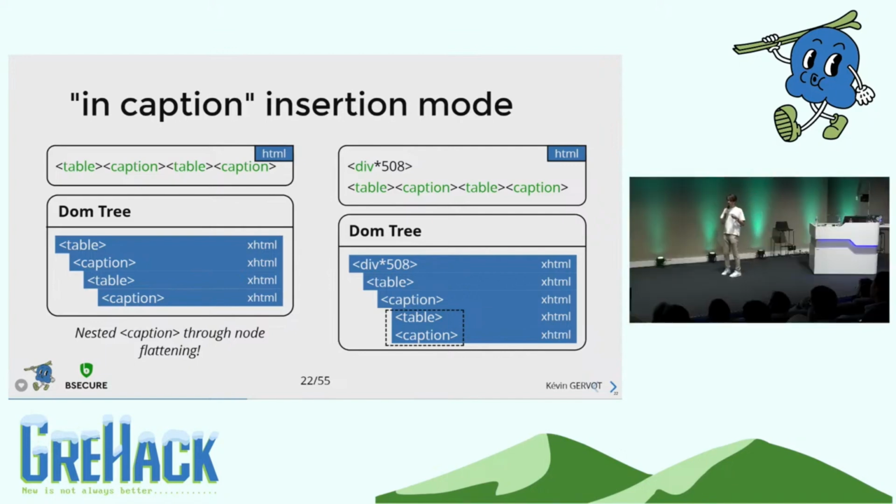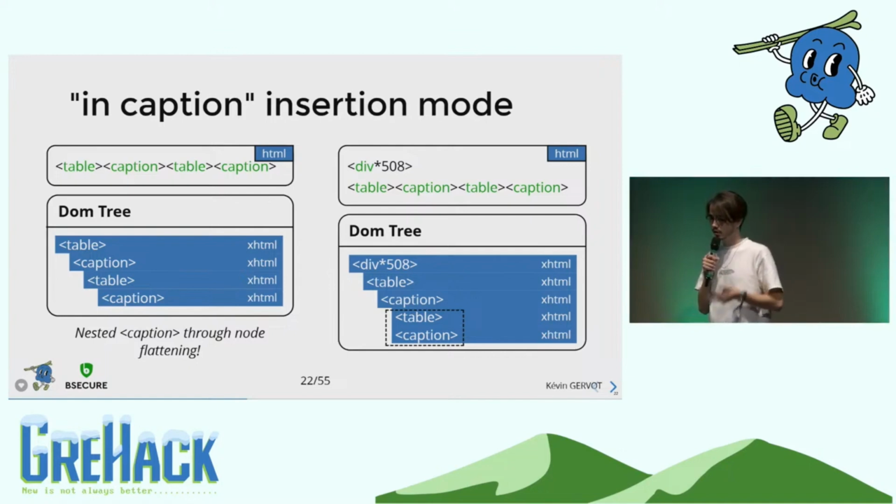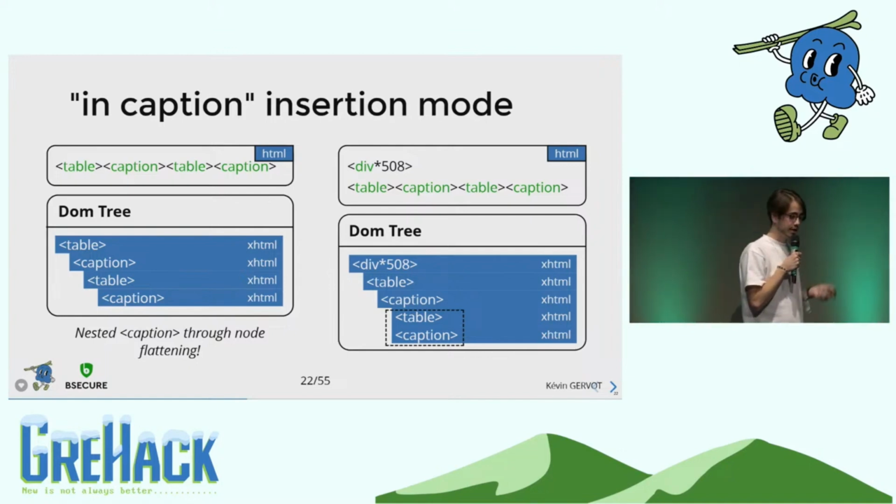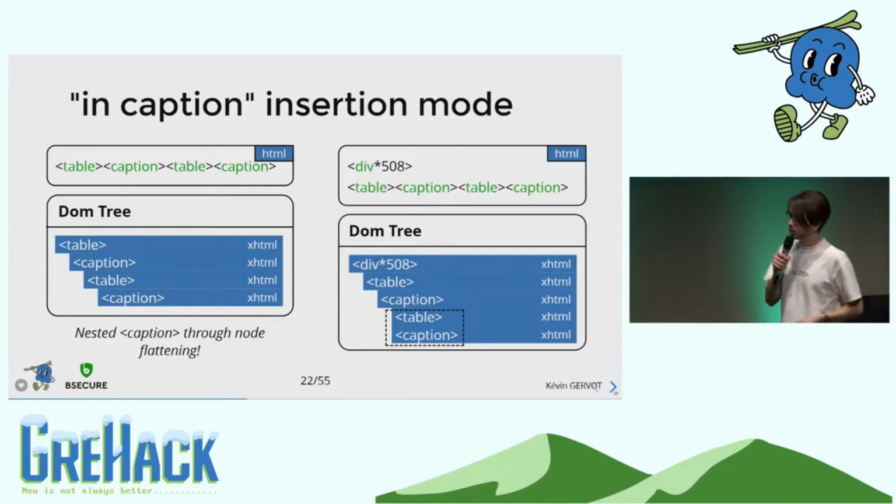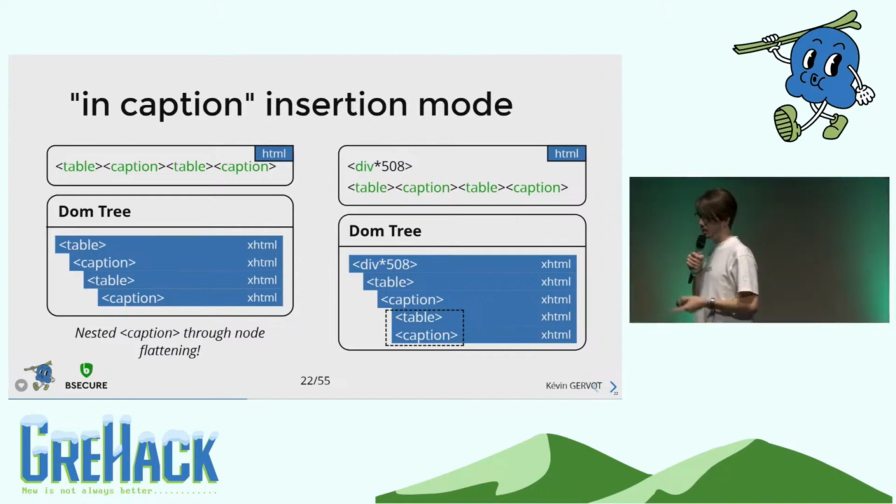So if we use that situation to force the last caption tag to get flattened out of the last table tag using the node flattening, it is possible to create, after the first parsing, a tree which has two nested captions, so an invalid setup, which on the second parsing is going to create an XSS.